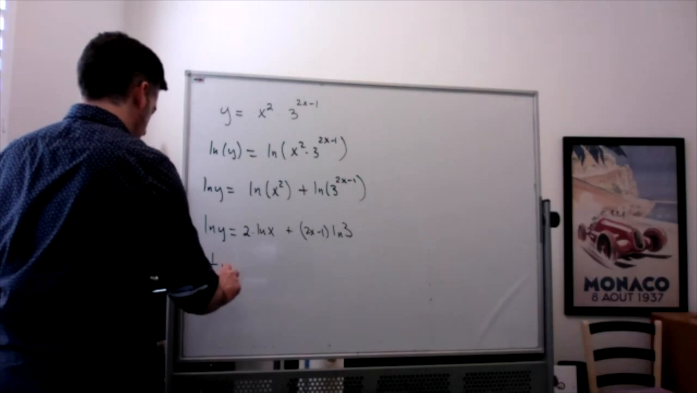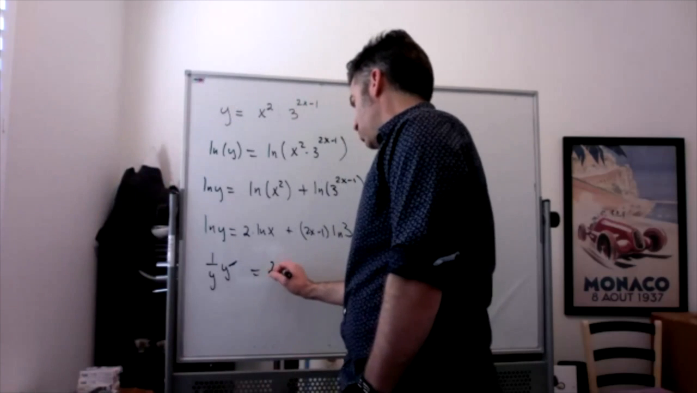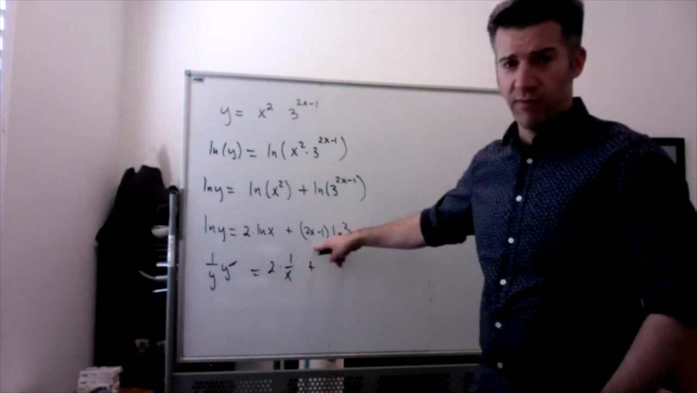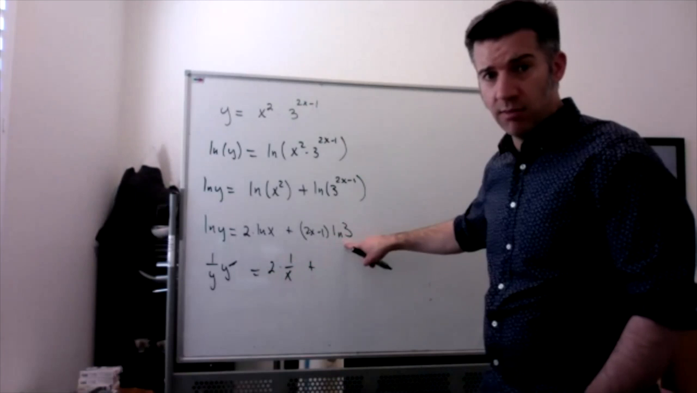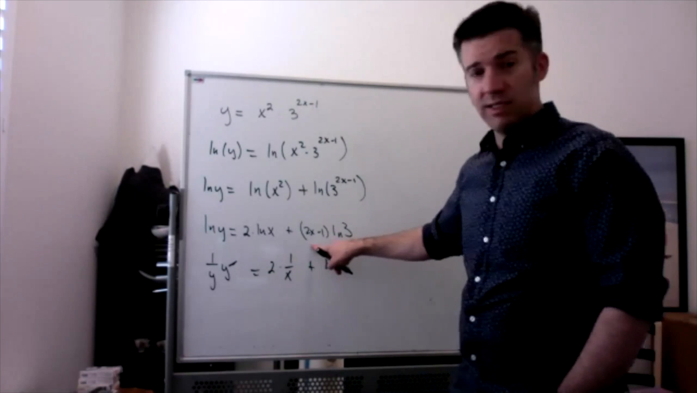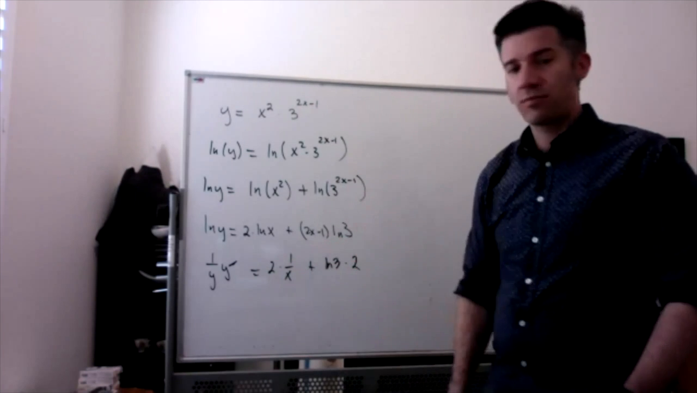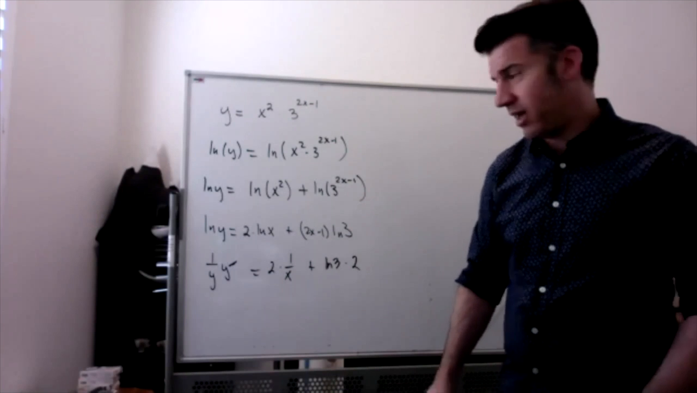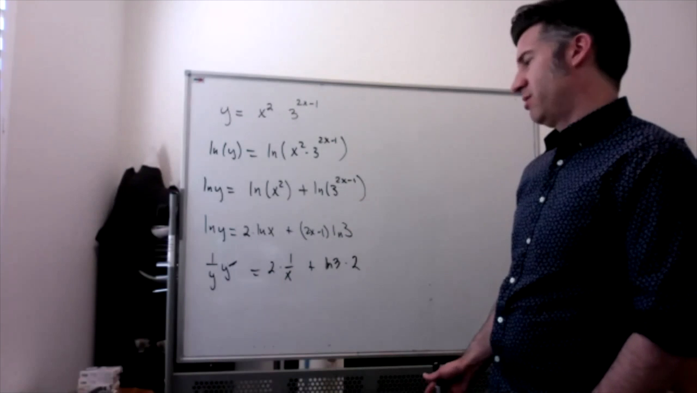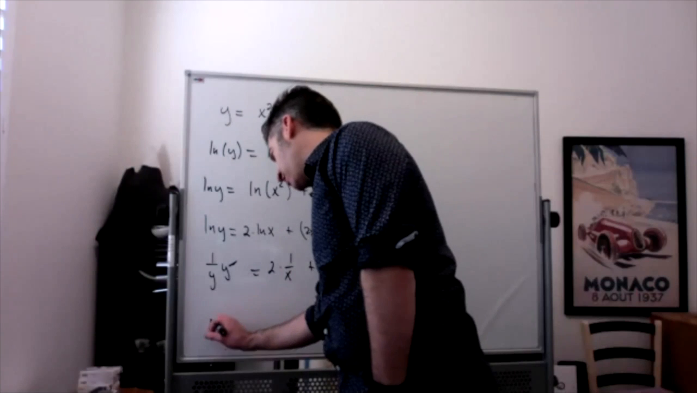1 over y times y prime equals 2 times 1 over x plus, okay, here it's kind of reversed. This is the constant multiple that hangs out. This is the thing we're going to differentiate. The derivative of 2x minus 1 is just 2. All right. Looking at this, maybe I would factor out a 2. It seems kind of silly. Let's factor it out, sure.